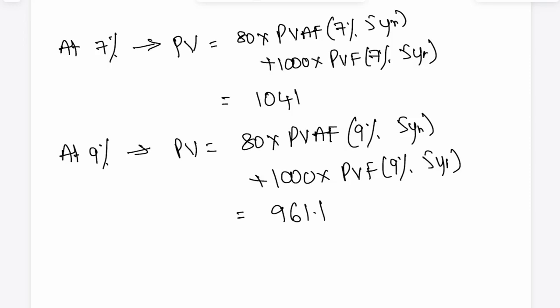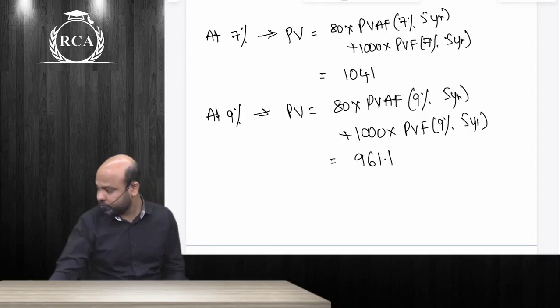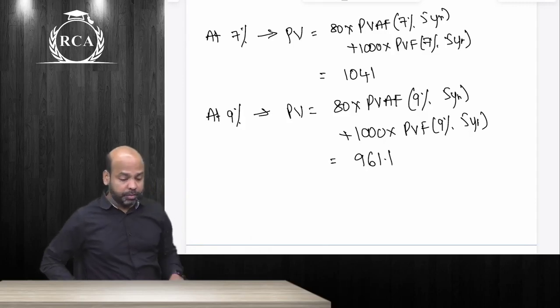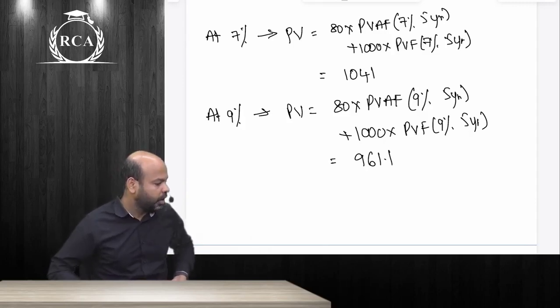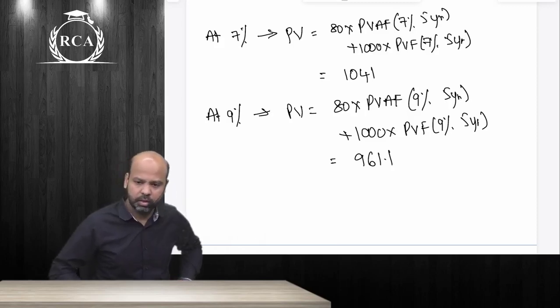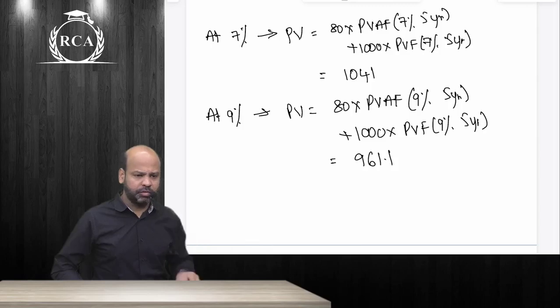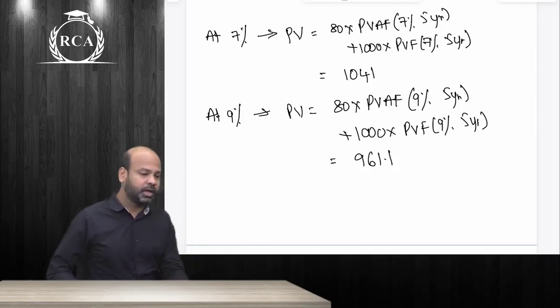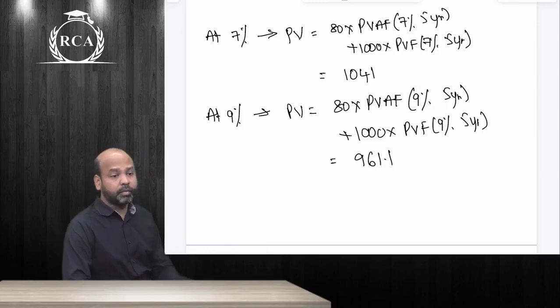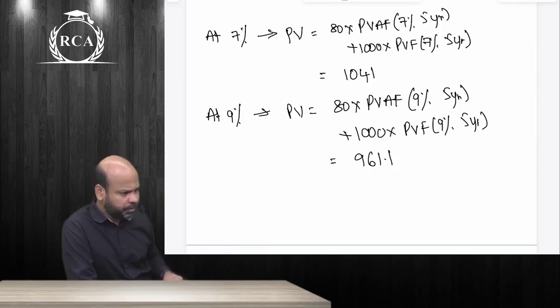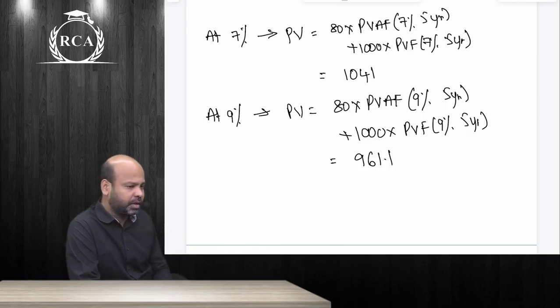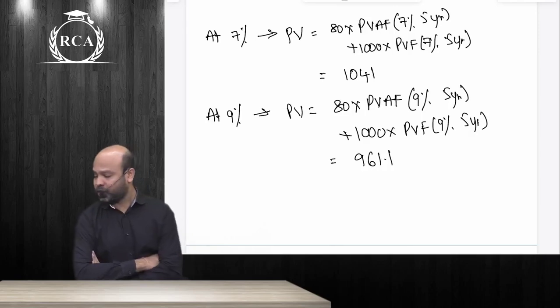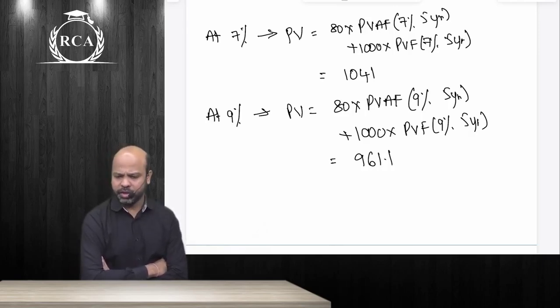Now, next line. If a bond is trading at discount or premium, the amount of discount or premium will gradually reduce over the maturity period.